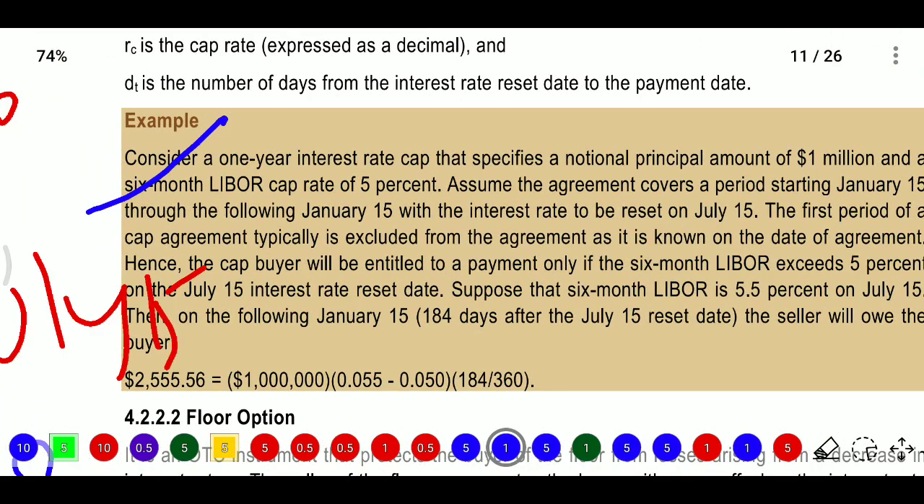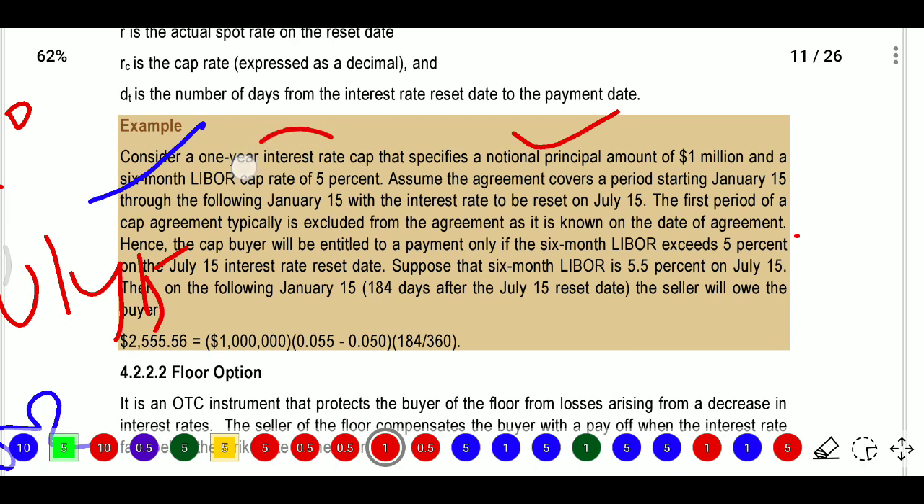So here is the example we just discussed. The notional amount will be 1 million and the 6 months LIBOR rate is 5%. We entered on January 15, so for 6 months it becomes July 15, and the first period of the agreement is excluded, known as the date of agreement. At the time of the 6 months LIBOR, on the same reset date, the rate will be 5.5. So we need to calculate 5.5 minus 5 into 1 million, the notional amount, into 184 days after the July 15 reset date.